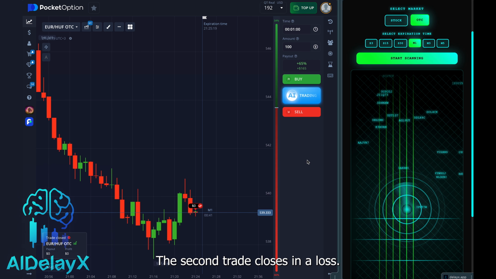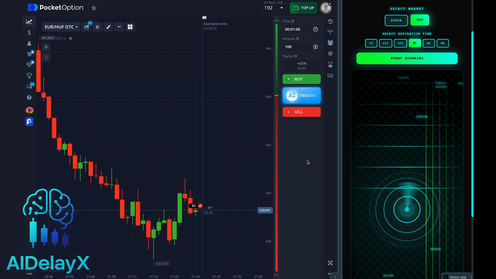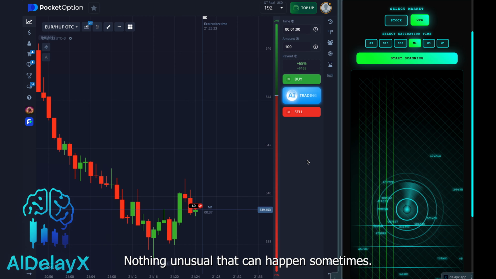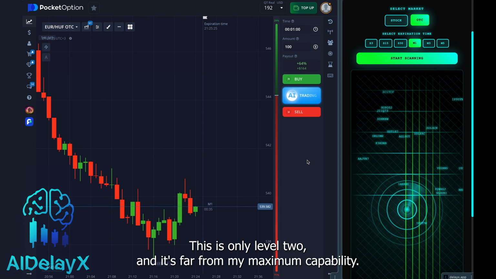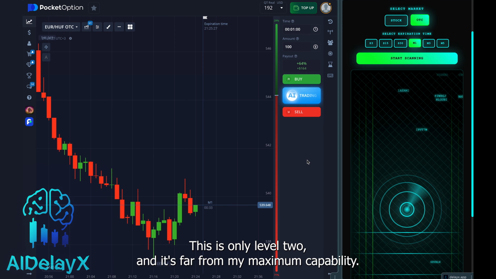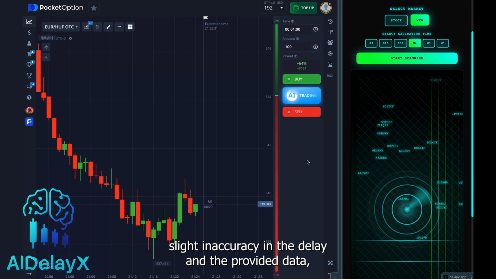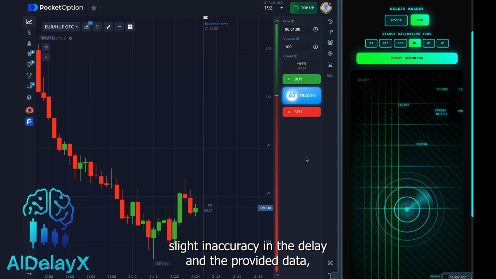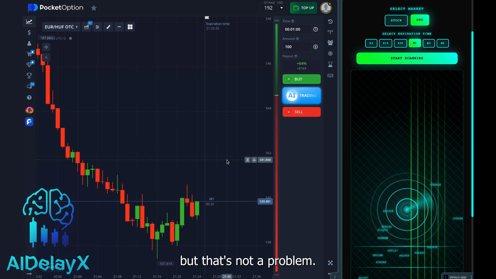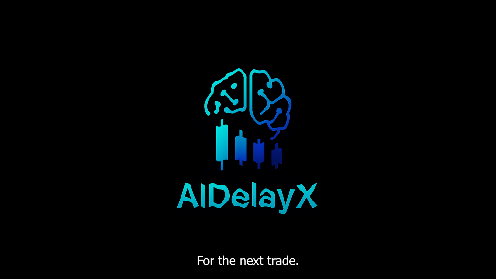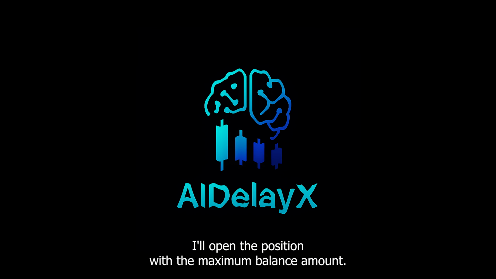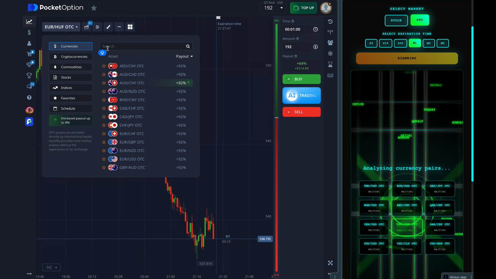The second trade closes in a loss. Nothing unusual, that can happen sometimes. This is only level 2, and it's far from my maximum capability. There was a slight inaccuracy in the delay and the provider data, but that's not a problem. For the next trade, I'll open the position with the maximum balance amount.